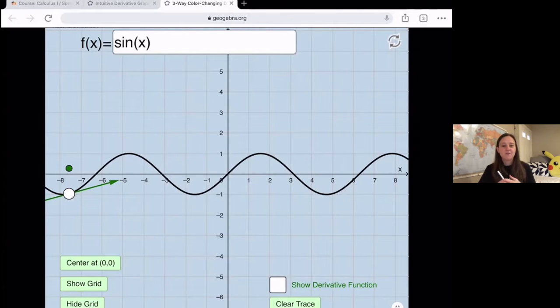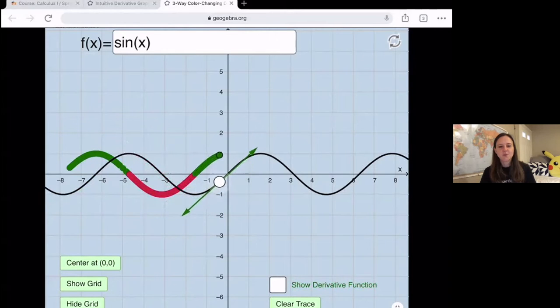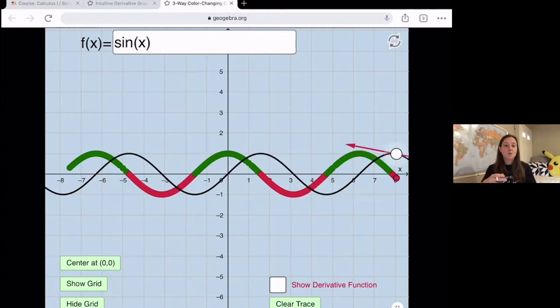So here we've got the graph of sine, looks like we remember it from pre-calculus, and I'm going to slowly drag my point along the curve. And remember this graph goes red when the slope is negative and green when the slope is positive. It's just going to trace out the function for me. And maybe you might recognize this shape. It looks just like the sine function, but kind of shifted over a little bit.